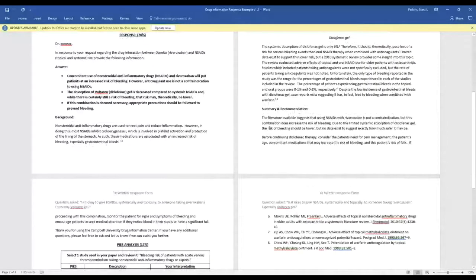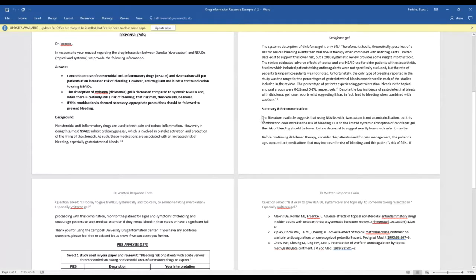So after all that, after we presented all the primary literature that we could find, all the information that we could find, ultimately, we don't have that much information. We have a systematic review that gives us some insight. We have a case report that gives us some insight again. And we can't really and truly say that there's evidence to suggest that diclofenac gel puts patients at that much more of an increased risk of bleeding when combined with an anticoagulant.